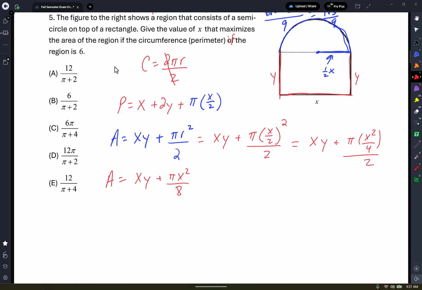All right, this is what I want to maximize, so this is what I'm going to take a derivative of, but I can't take a derivative because there's a y at the moment. So I use this right here. What did they tell me the perimeter was? I use that as a restriction. Do you guys see that? So here we go. I'm going to write on the side: x plus 2y plus x pi over 2 equals 6. This is my perimeter. That's that right there.